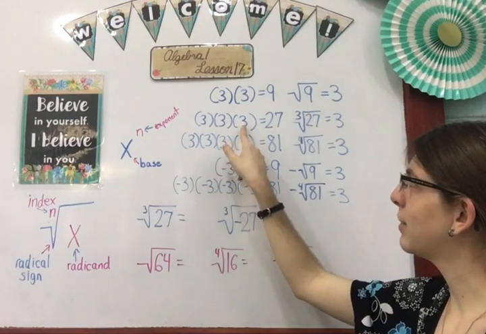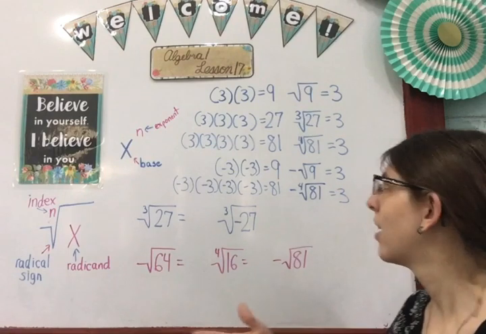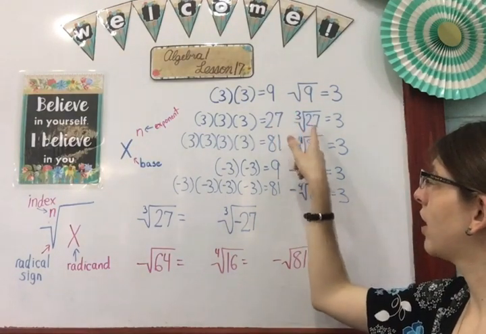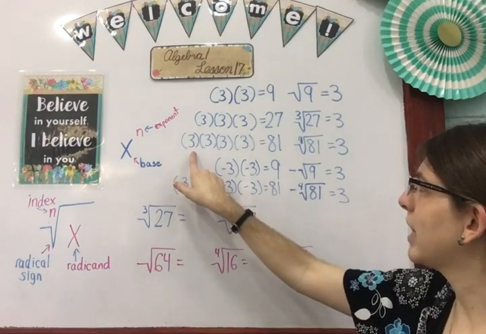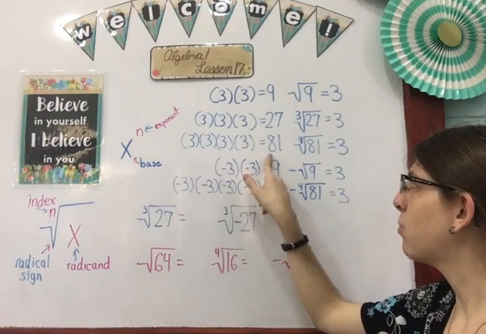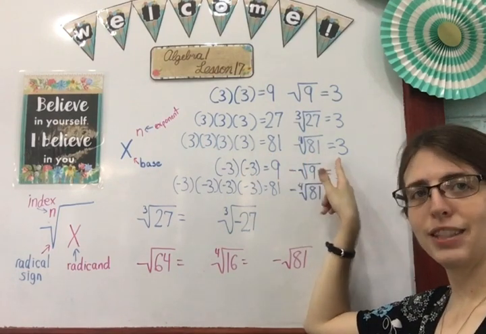3 times 3 times 3 is 27. So 3 to the third power is 27. So the third root of 27 is 3. 3 to the fourth power is 81. So the fourth root of 81 is 3.